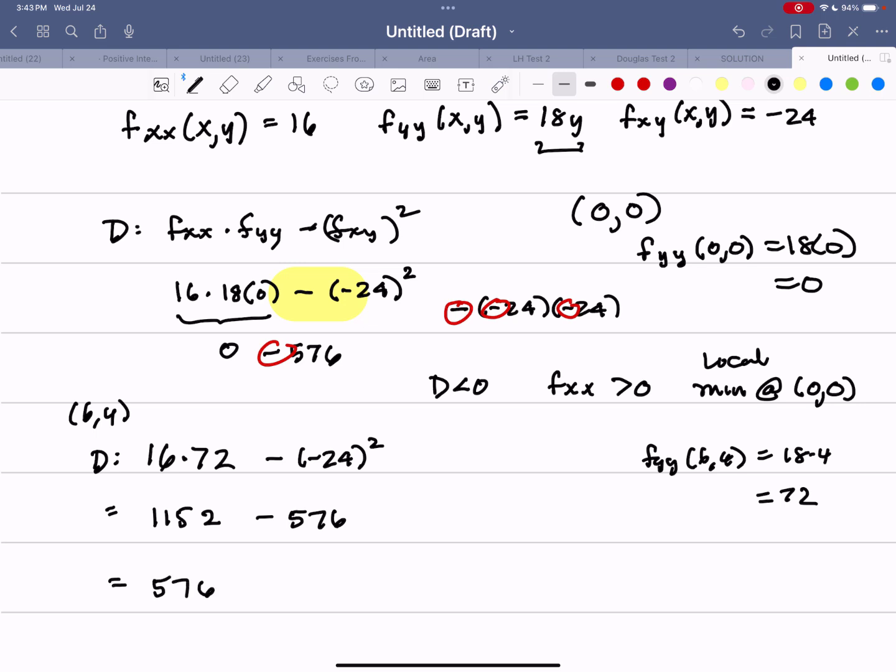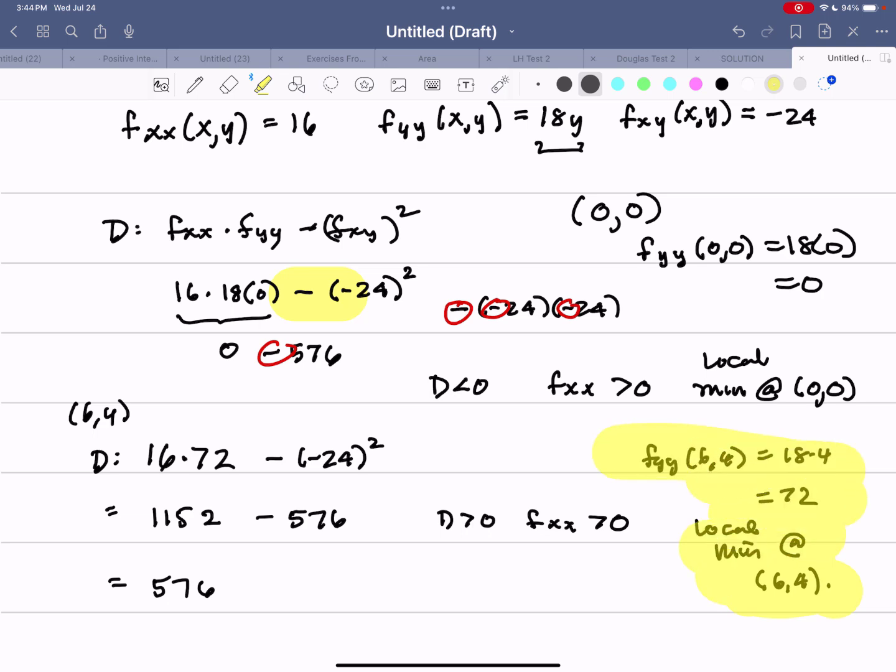So we have a D that is greater than 0 and f_xx that is also greater than 0. So this is a local minimum at the point (6,4). And those are our final answers.